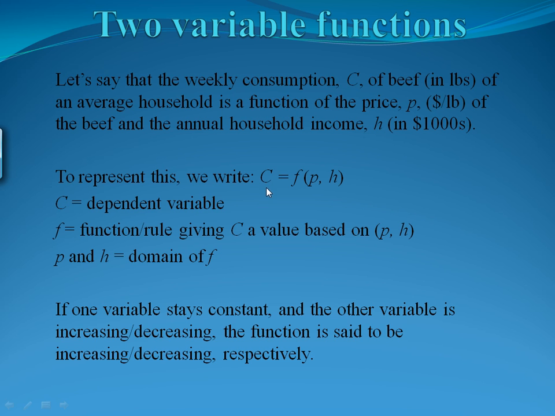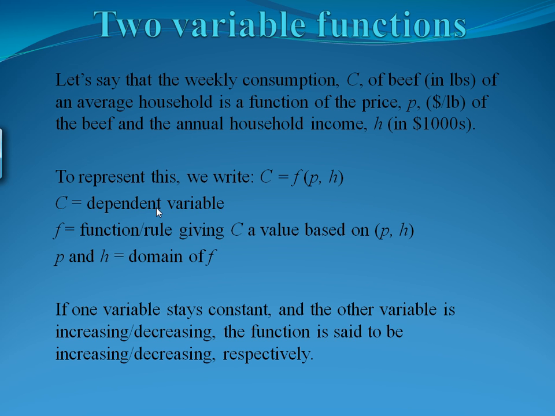C, the consumption, is a function of the cost and how much you make. P represents the price of the beef, and H represents your household income. Usually we just have f of x, but now it's a function of two variables. C here is the dependent variable. F is the function giving C a value based on what P and H equal.